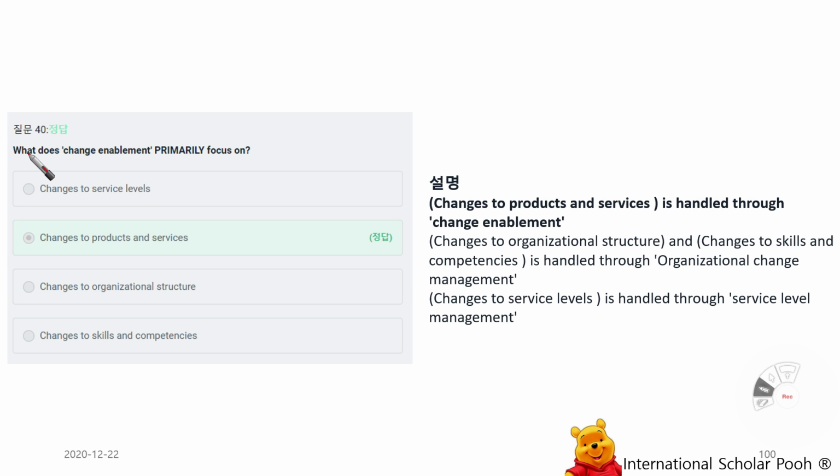What does change enablement primarily focus on? Changes to products and services. Changes to products and services are handled through change enablement. Changes to organization structure and the change of skills and competencies are handled through organizational change management. Change to service level is handled through service level management.